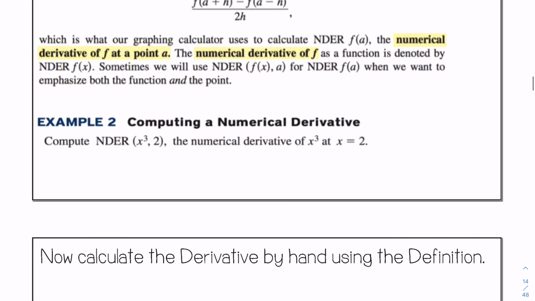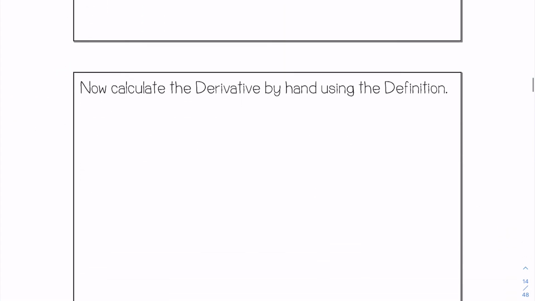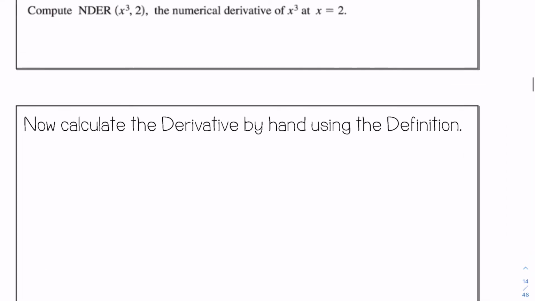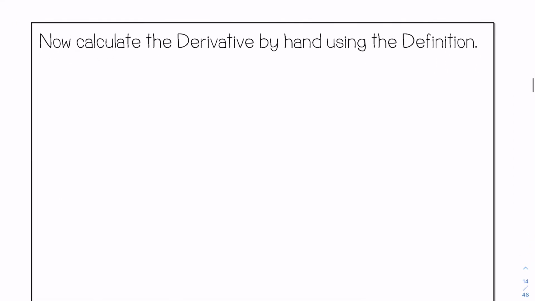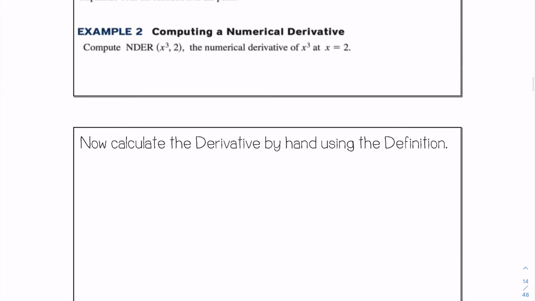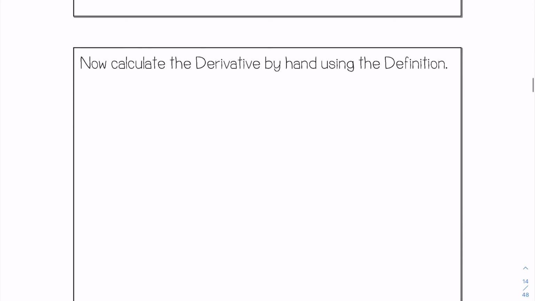Okay, so let's compute this on the calculator. Well, first off, I'm going to do it by hand, and then I'm going to switch over to my computer and show you how we do it on the calculator. So they want us to calculate x cubed. So wait a minute, I think we've already calculated x cubed, but we'll do that at 2. That's all right, I'll do it again.